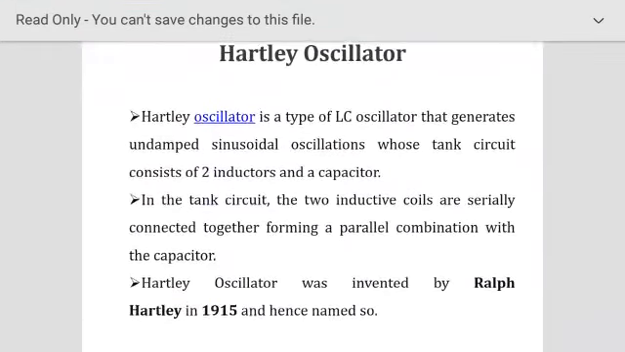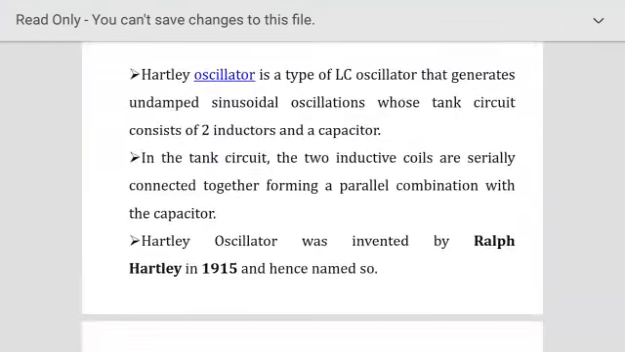Hartley oscillator is a type of LC oscillator that generates undamped sinusoidal oscillations, whose tank circuit consists of two inductors and one capacitor. In the tank circuit, the two inductive coils are serially connected together, forming a parallel combination with the capacitor. This oscillator was invented by Ralph Hartley in 1915 and hence it is called Hartley oscillator.